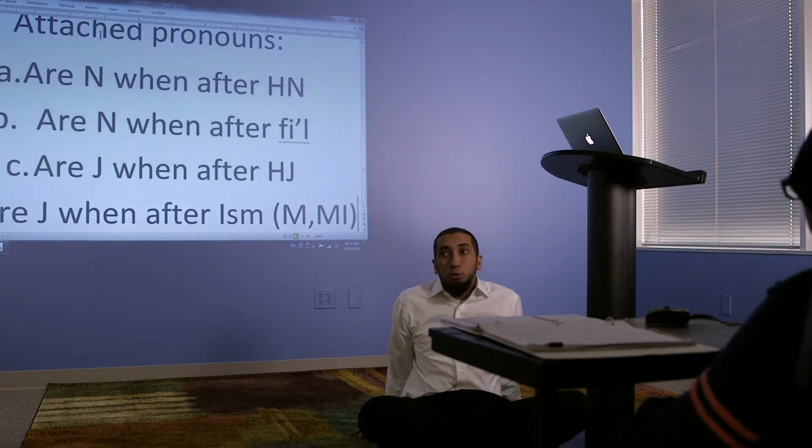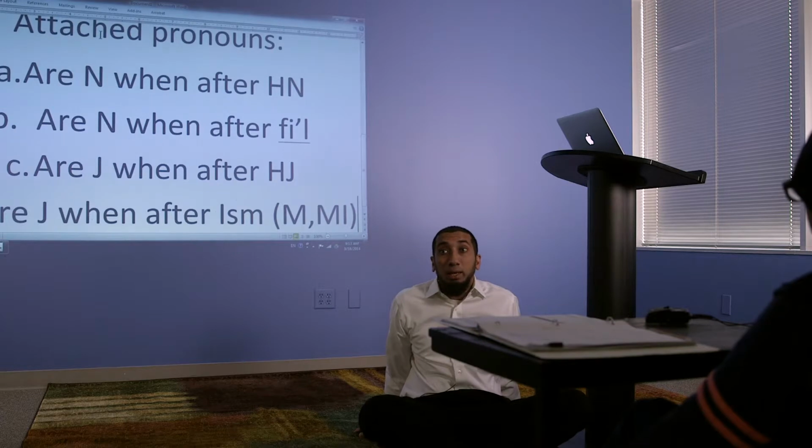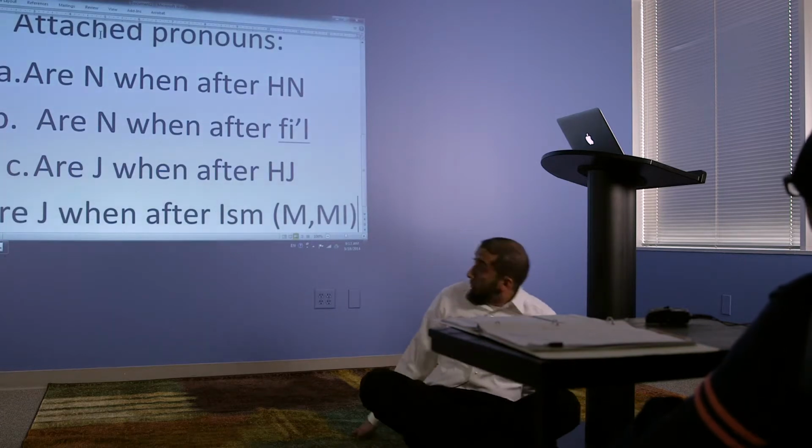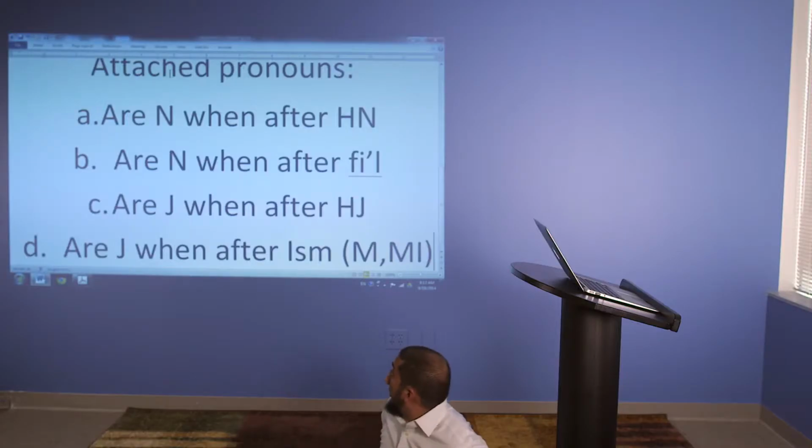رأيته, رأيت, I saw him, who. This is what I mean by the second point. They are nasab when attached to a fi'l. You understand that point? Okay, because they're the maf'ul bihi, they're the detail. Who did I help?